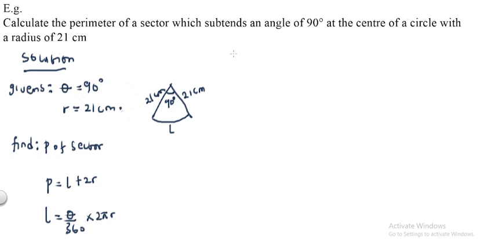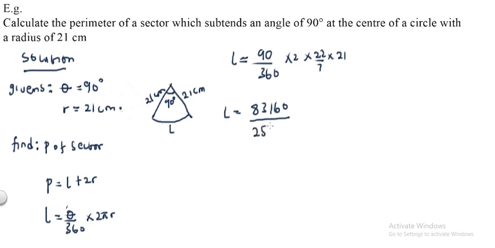From here, we know that L is equal to, our theta is 90 degrees, we have 90 over 360 times 2 times pi, which is 22 over 7, times R, which is 21. This will be equal to, I'll be multiplying the numerators together. I know that 90 times 2 times 22 times 21 is 3,160 divided by 360 times 7 is 2,520. If I divide these two things, I have L will be equal to 33 centimeters.